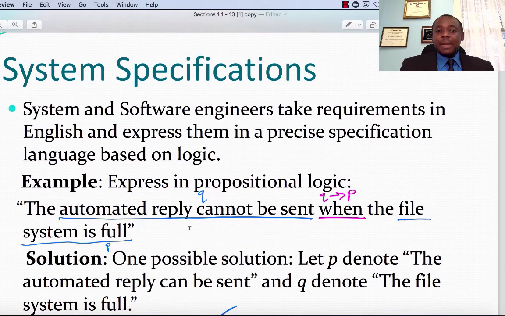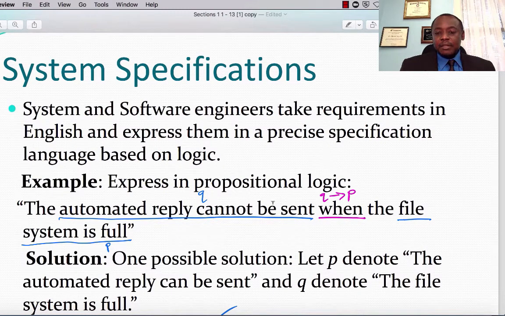Example: the automated reply cannot be sent when the file system is full. See that word I just mentioned? When. Go back and look at the various ways by which we can write P implies Q. If I use the word when, then P implies Q is actually seen as Q when P. So Q comes first, when P, and that means P implies Q. And putting that in perspective, we can translate this system and software engineer specification language as follows.